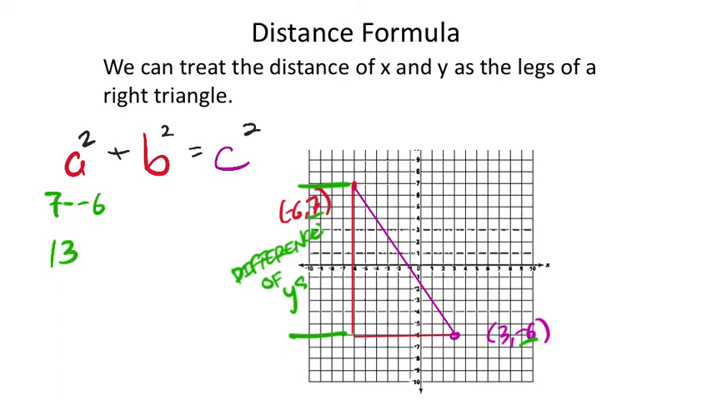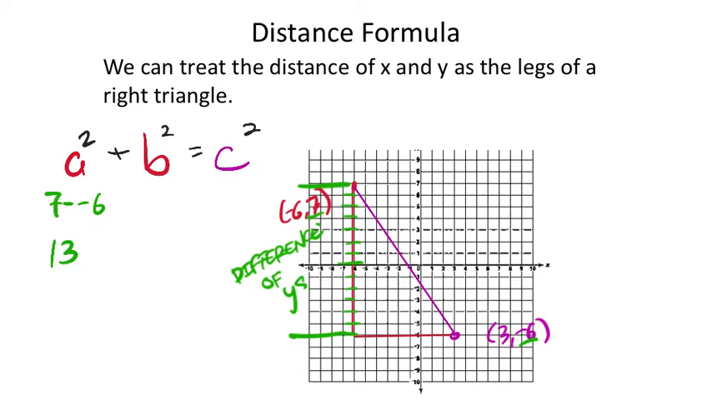Now, is that generally how you would do this on a graph? Probably not. You would probably just count, right? And say, all right, 1, 2, 3, 4, 5, 6, 7, 8, 9, 10, 11, 12, 13. You'd probably just count the lines. But they won't always give us a graph. That's why we're using this minus stuff.